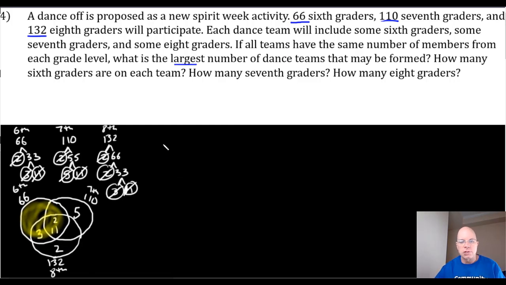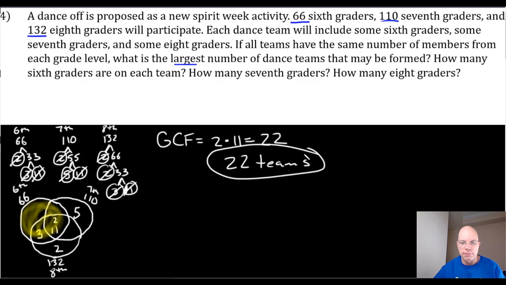Then to answer the questions, we talked earlier about why this is a GCF problem. And the greatest common factor of these 3 numbers would be the product of the prime factors in the intersection, or 2 times 11, which is 22. But then you have to make meaning of that 22. We are dividing these students into teams, and the greatest common factor would tell us the largest possible teams that we could make, the largest possible number of teams. So we can make 22 teams of dancers. That's the answer to the first question.